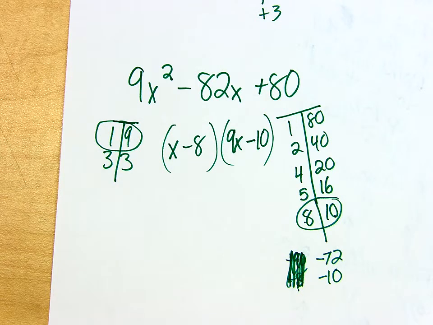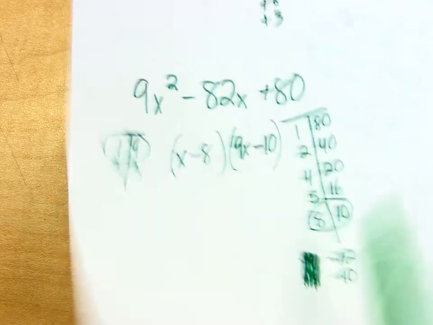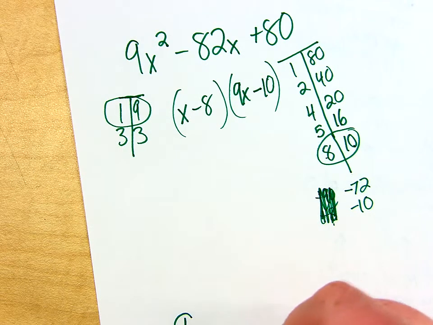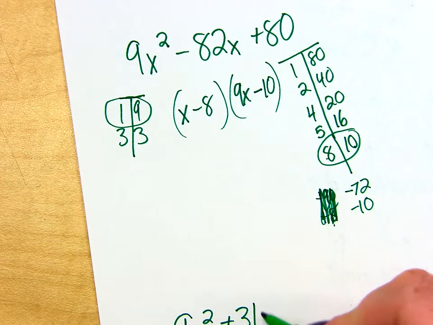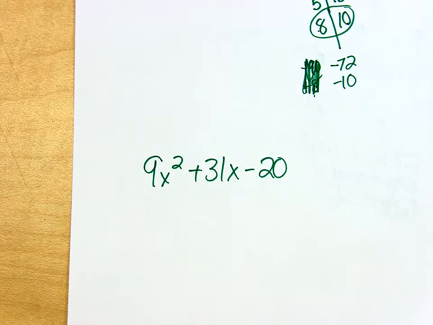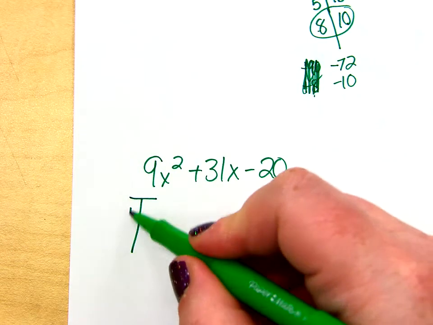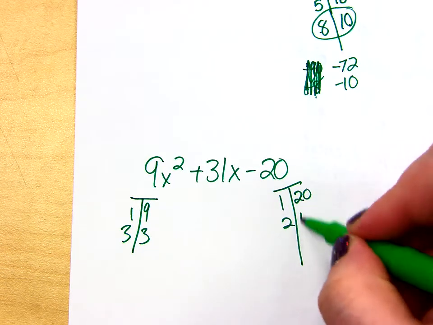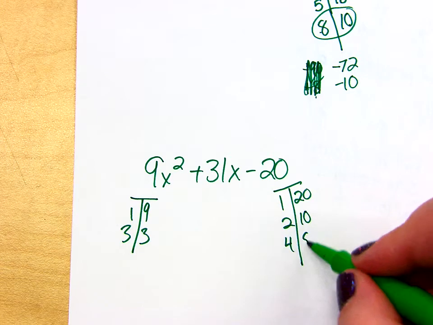Let's try another one. I don't think we've done this one yet. Nope. So let's try this one. Okay, nothing for me to factor out. We're going to go step by step here, people. You with me? Look alive. Here we go. Factors of 9: 1 and 9, 3 and 3. That's it. Factors of 20: 1 and 20, 2 and 10, 3 doesn't go in, 4 and 5, and that's it.